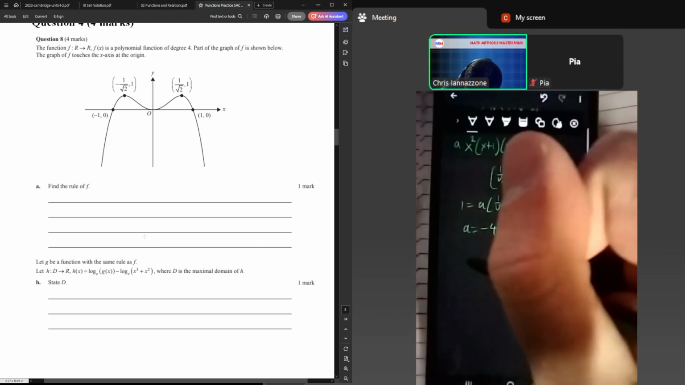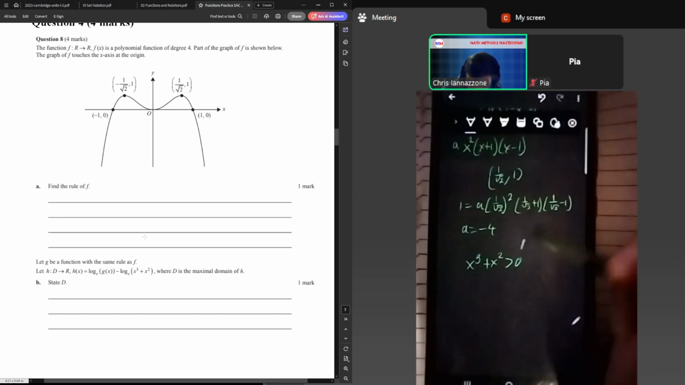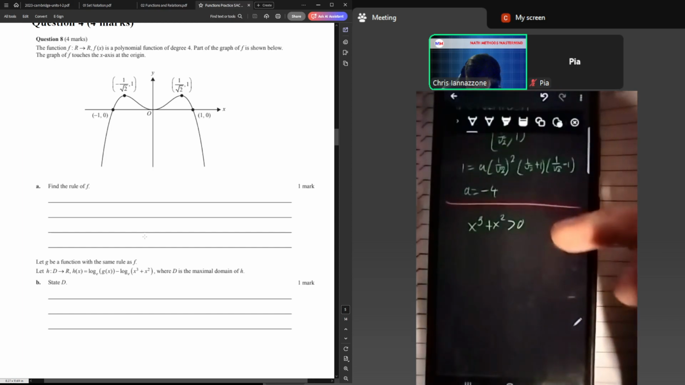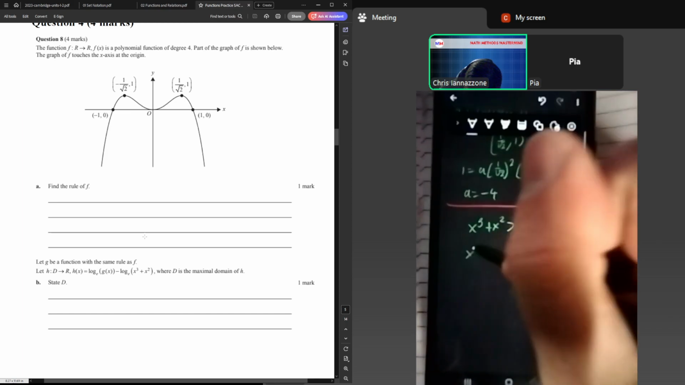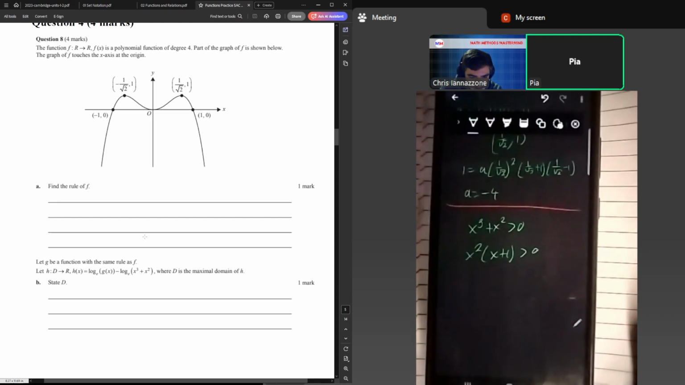So we're going to have x cubed plus x squared greater than 0. How do we now solve that? We can factor it: x squared, then bracket x plus 1. Yes, that's good. And then you're left with x squared greater than 0 and x plus 1 greater than 0.